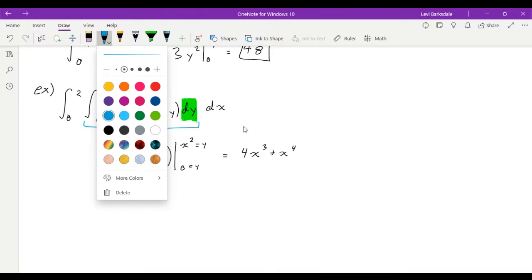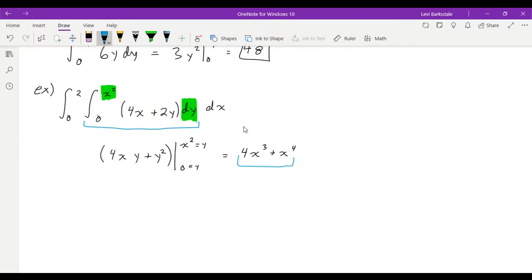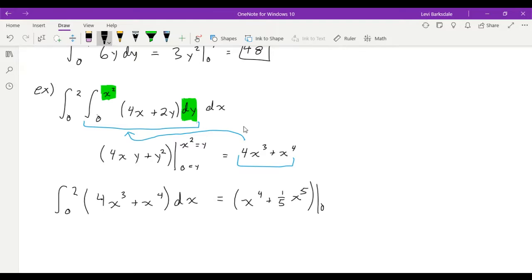Now we can take this portion and plug it right back into our integral up here. That is a terrible looking arrow. I'll just draw another one really quick. That's slightly better. That leaves us with the integral from 0 to 2 of 4x cubed plus x to the 4th dx. And this is, again, just a straightforward integral: x to the 4th plus 1/5 x to the 5th from 0 to 2. And that gives us 16 plus 32 over 5, which I believe is 112 fifths as a final answer.